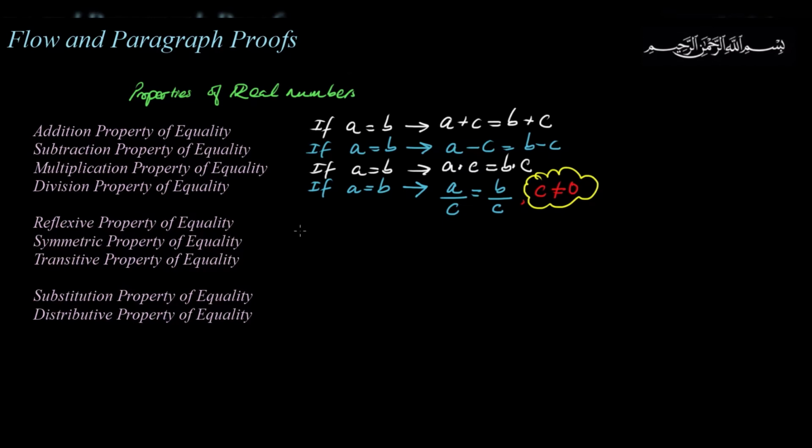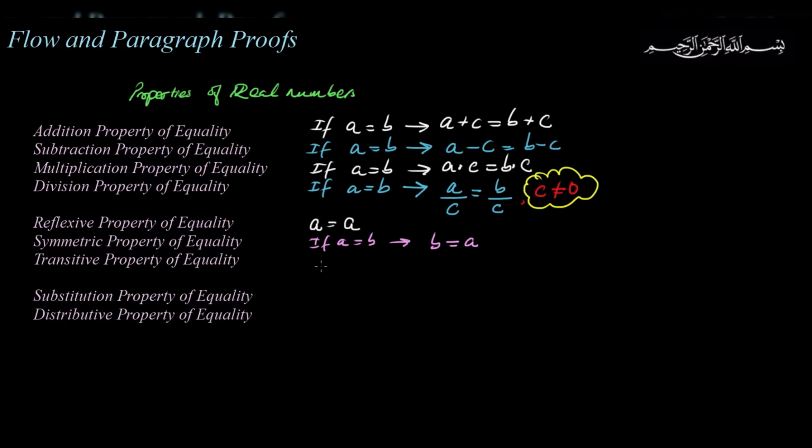The reflexive property of equality says that a number is equal to itself: A is equal to A. Now, the symmetric property of equality is slightly different. It says if A is equal to B, then B is equal to A. In other words, you can flip these around. I'm using these arrows to substitute for the word "then" because I find it easier to write it that way. If A equals B, then B equals A.